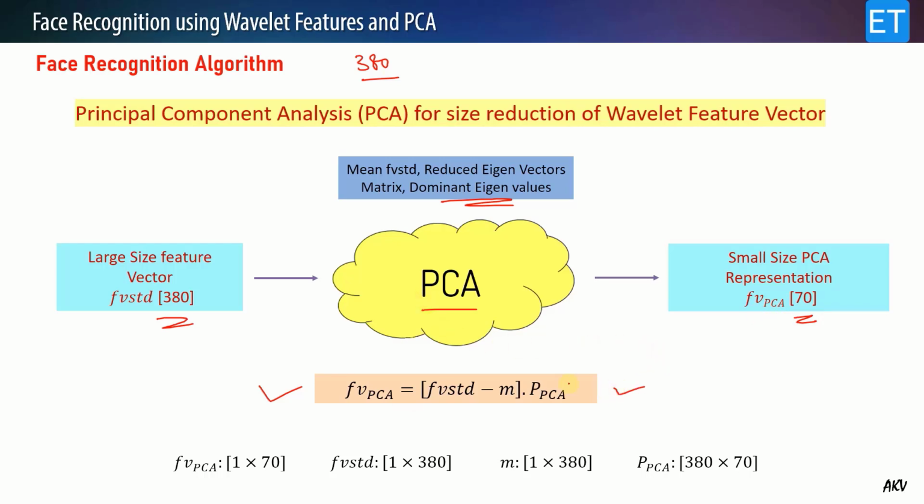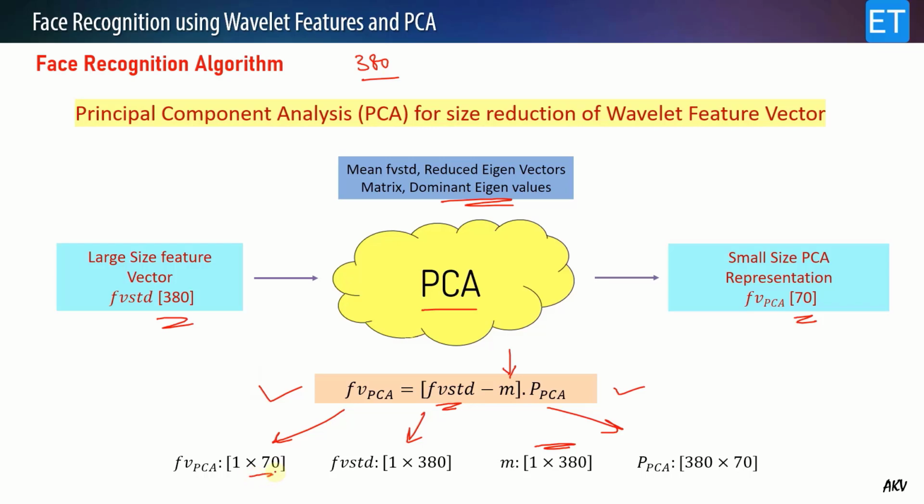So in this mapping equation, this is your input feature vector of size 380, and its size is given, that is 1 by 380. M is the mean of all the feature vectors of all 800 images. All 800 images are converted into their corresponding feature vectors, and then taking the mean of that, it is represented by M. So its size is also 1 by 380. PCA is a transformation matrix, and its size is 380 by 70. And then using this equation, FVPCA is your reduced feature vector, and its size is 1 by 70.